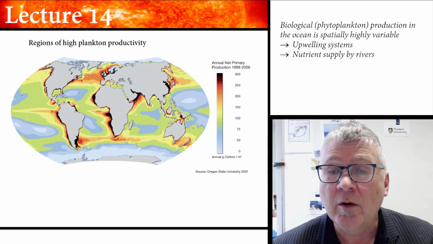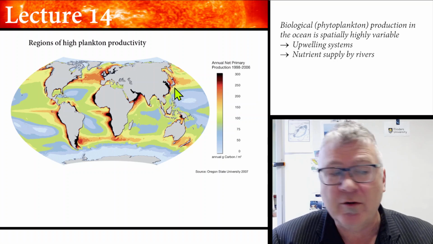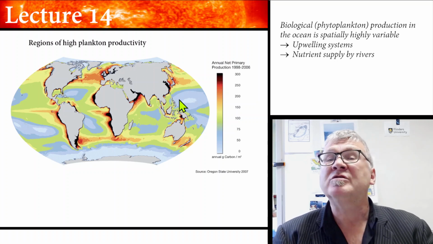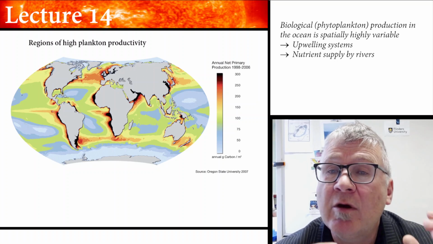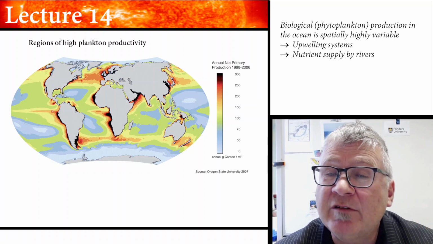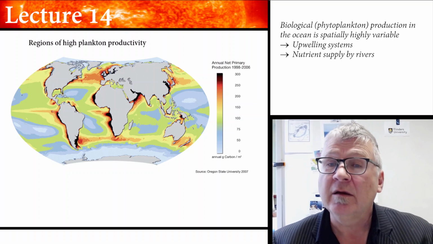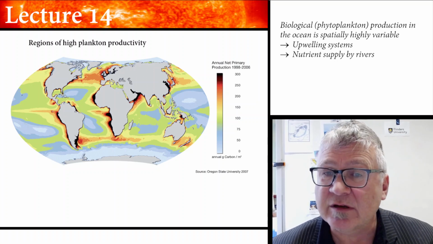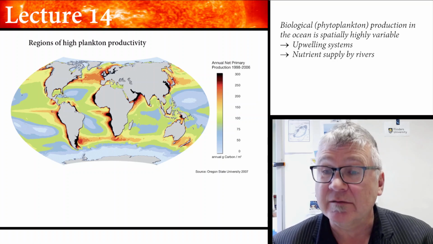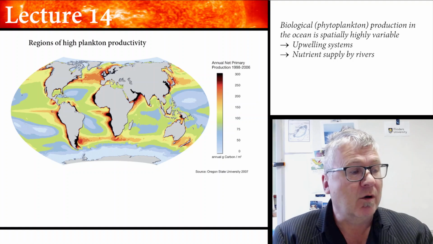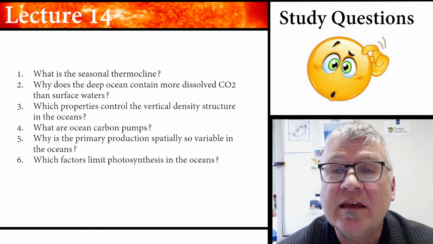You even have in this map regions where there is almost no primary production. You can see these light blue areas. These are also known as marine deserts, regions where you have little productivity, mainly because you have no nutrients: not macronutrients like nitrogen and phosphorus, but also no micronutrients like iron. All right, so that's the end of this lecture, and I have some study questions for you.